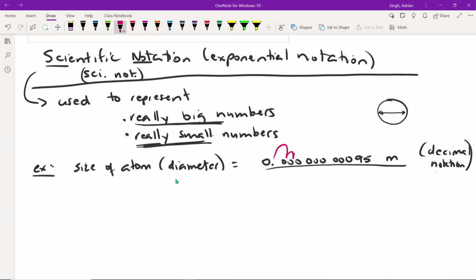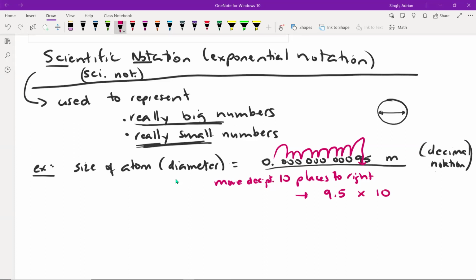We're going to move it 1, 2, 3, 4, 5, 6, 7, 8, 9, 10, right? So if we move the decimal point 10 places to the right, we end up with the number 9.5, and that's a number between 1 and 10. Then we're going to take that number and multiply it by 10 raised to a certain power. That power is how many places I had to move the decimal point. So I moved it 10 places.